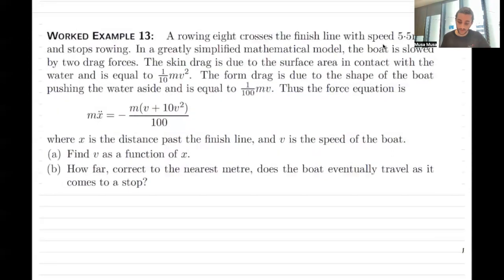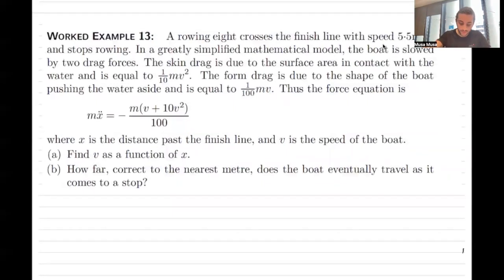So let's see what this first question says. A rowing 8 crosses the finish line with speed 5.5 meters per second and stops rowing. In a greatly simplified mathematical model, the boat is slowed by 2 drag forces. The skin drag is due to the surface area in contact with the water and is equal to a tenth of mv squared. And the form drag is due to the shape of the boat pushing the water aside and is equal to 100 mv. Thus, the force equation is given by mx double dot, so mass times acceleration, kind of like net force in physics, is equal to this thing here.